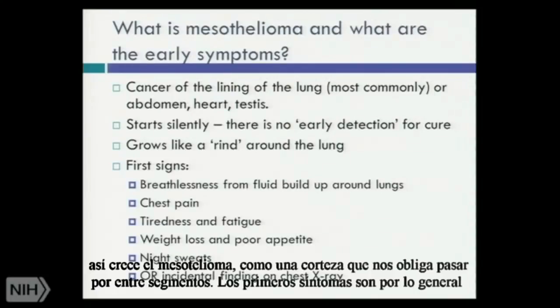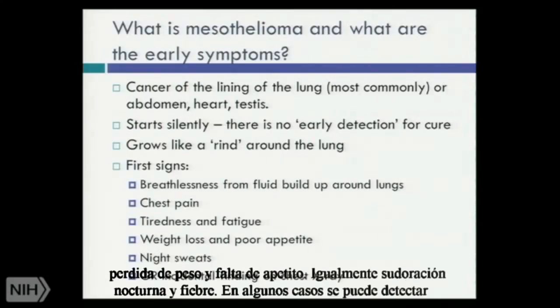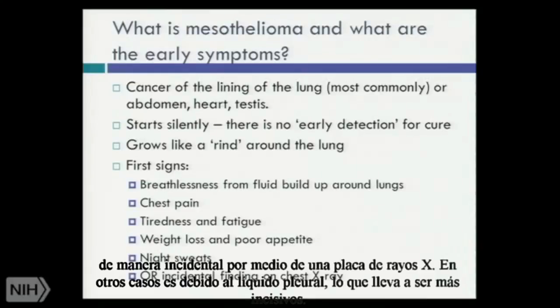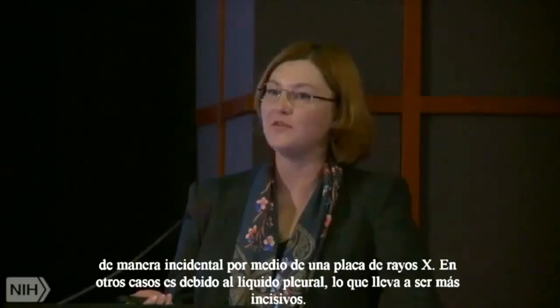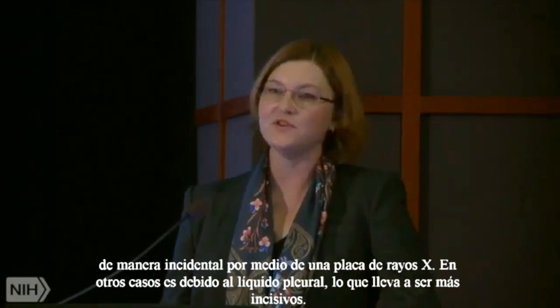The first signs can often be breathlessness from fluid build-up around the lungs. Chest pain is also common. Tiredness and fatigue, weight loss and poor appetite. Night sweats are quite common as well, and fevers. And sometimes it can be an incidental finding on a chest x-ray for some other reason, and a little bit of fluid is seen, and that is then pursued further.